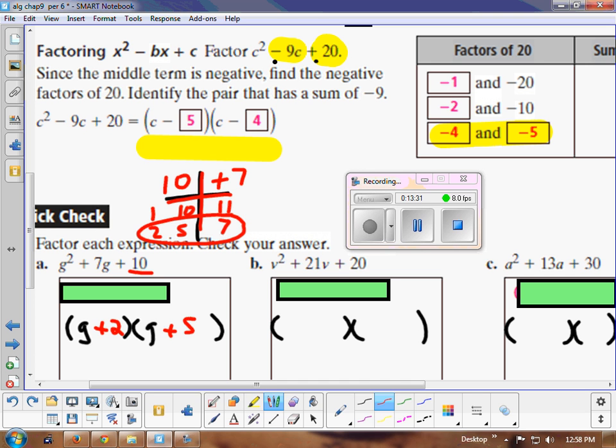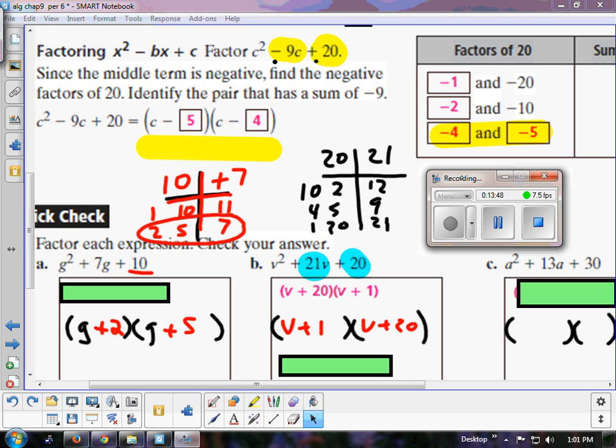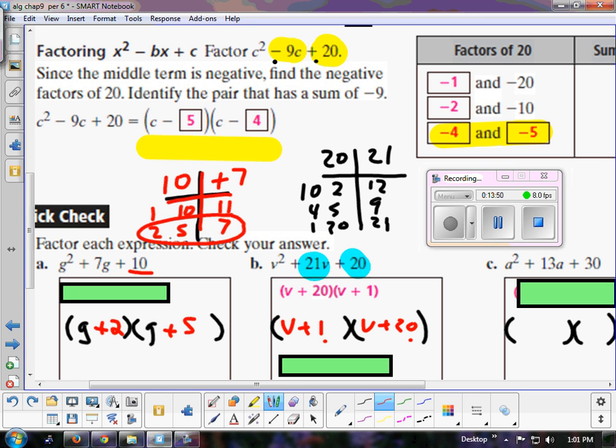So now I'm going to do the same thing on letter B. Again, if you need a little help, what numbers multiply to equal 20 and add up to 21? Okay, so that one we saw was 1 and 20 multiplied equal 20, and 1 plus 20 equals 21.